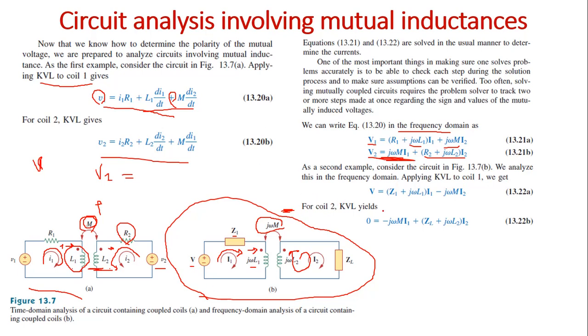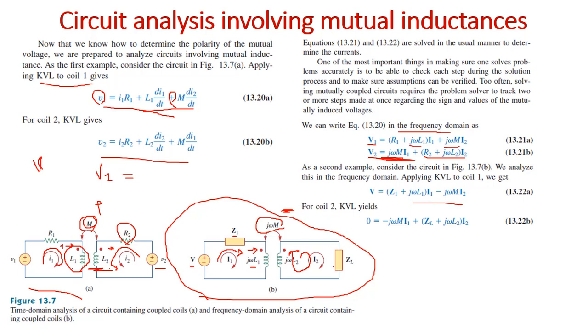So apply KVL to coil 1. So here V will be equal to Z1 into I1 plus j omega L1 into I1 minus j omega M into I2. Okay, so in coil 1 there is self inductance voltage plus mutual inductance voltage due to coil 2, so that is what is represented here.